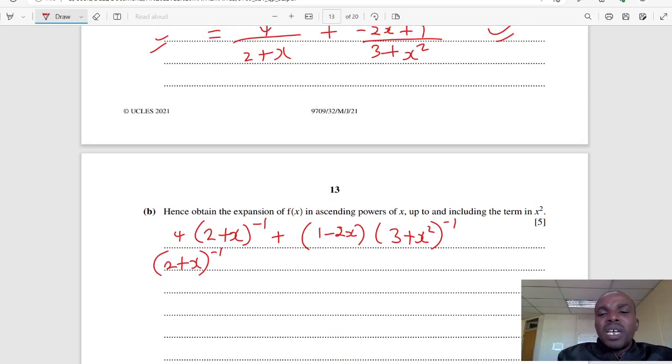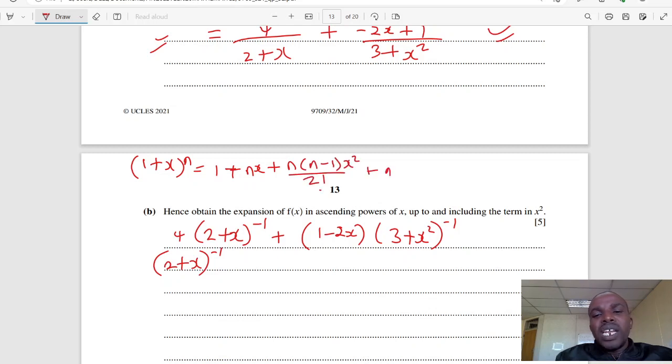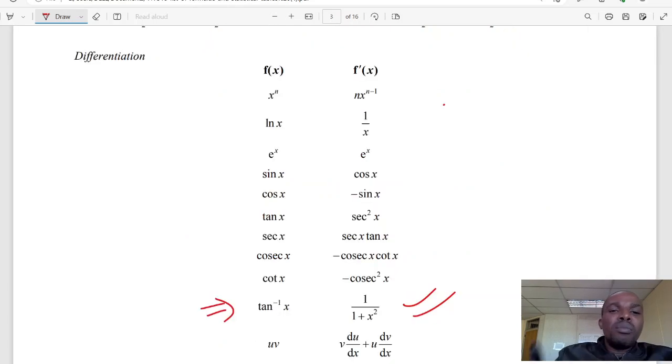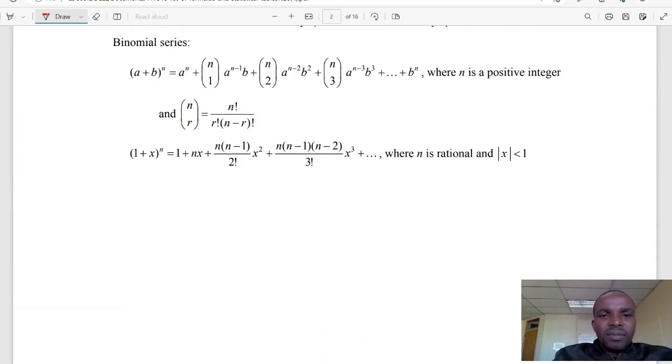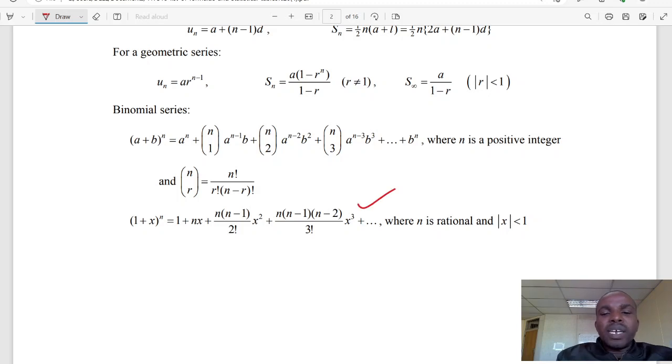Right? Expansion of these types is a form of 1 plus x to the power n, where n is a fraction or n is a negative number. So it will be 1 plus nx plus n, n minus 1 x squared over 2 factorial plus n, n minus 1, n minus 2 x cubed over 3 factorial. So it's there in your formula booklet. So this is the expression that you have to use.